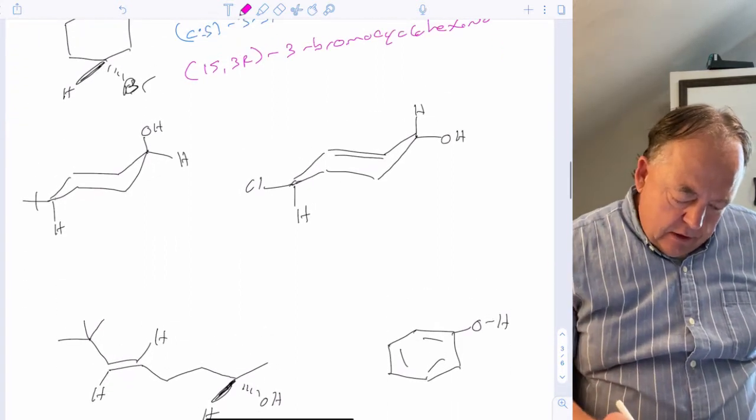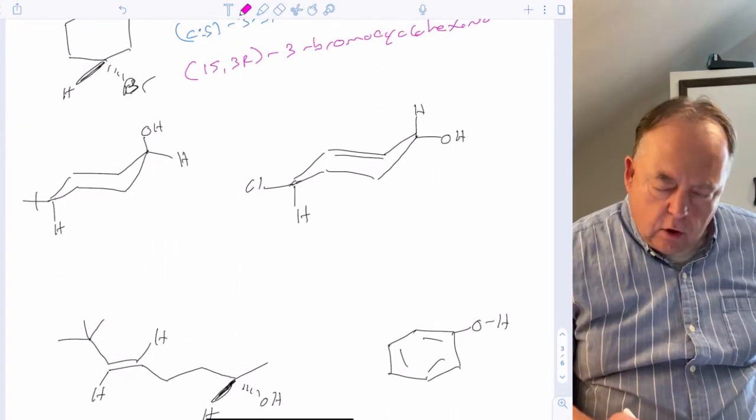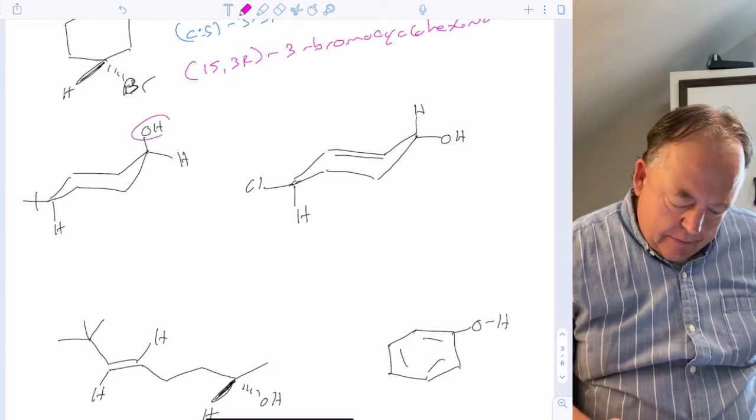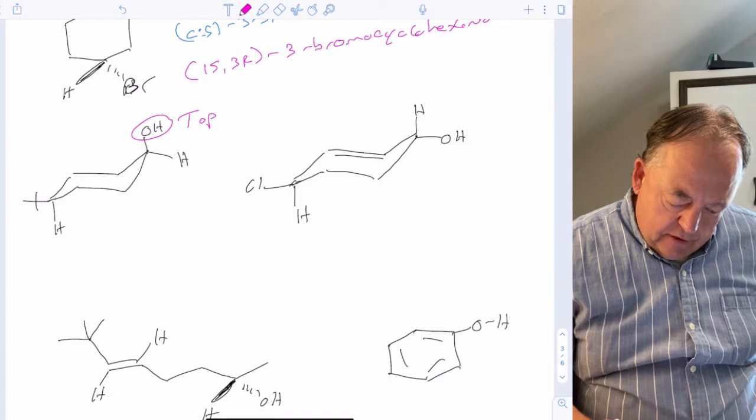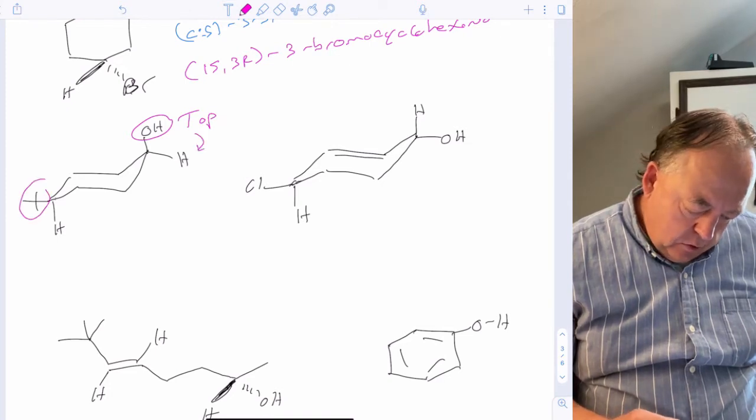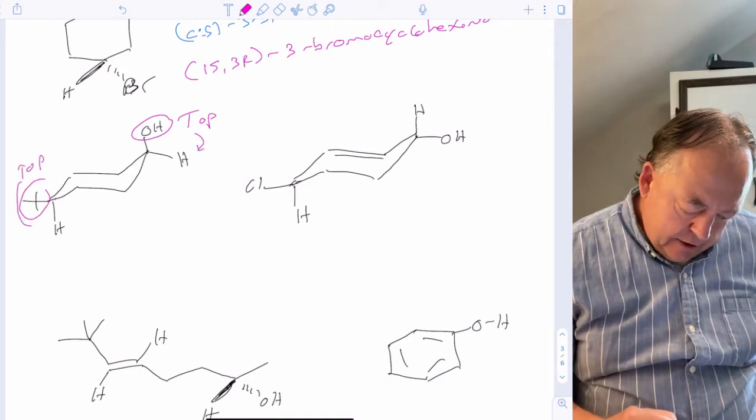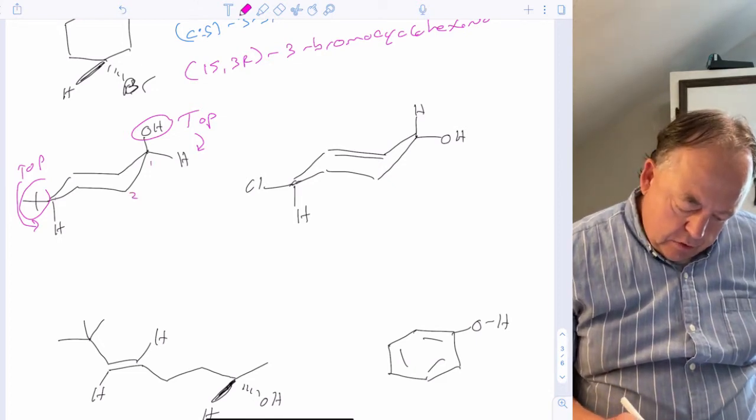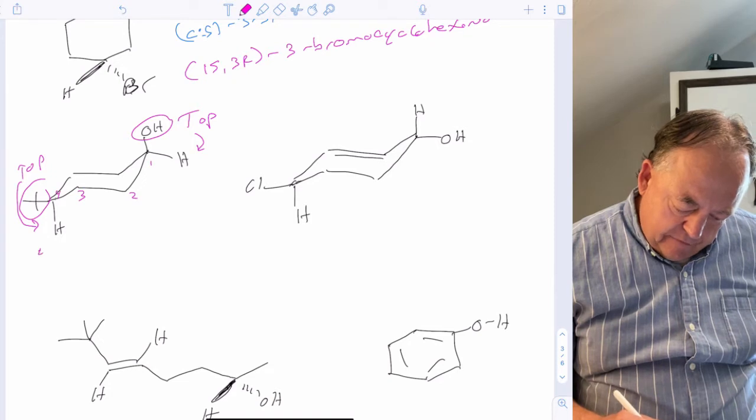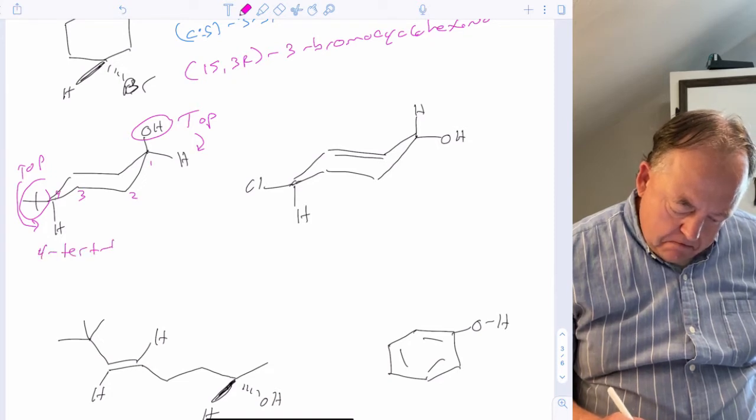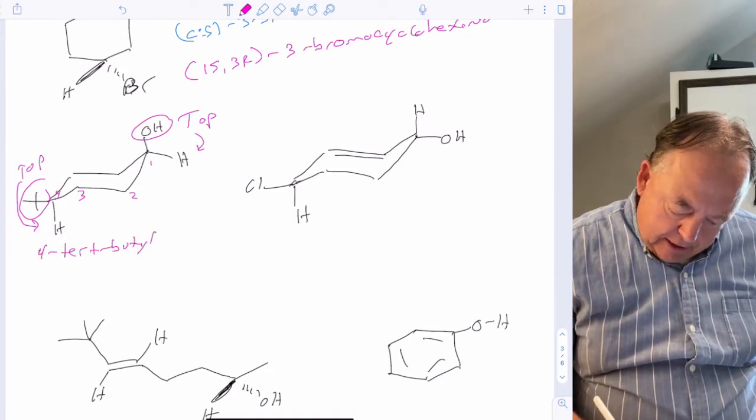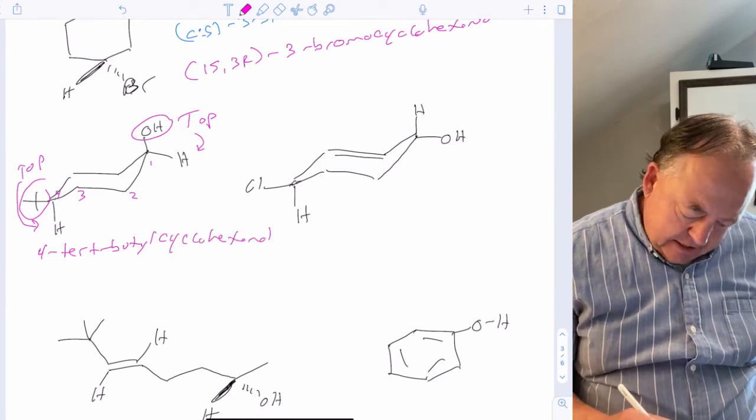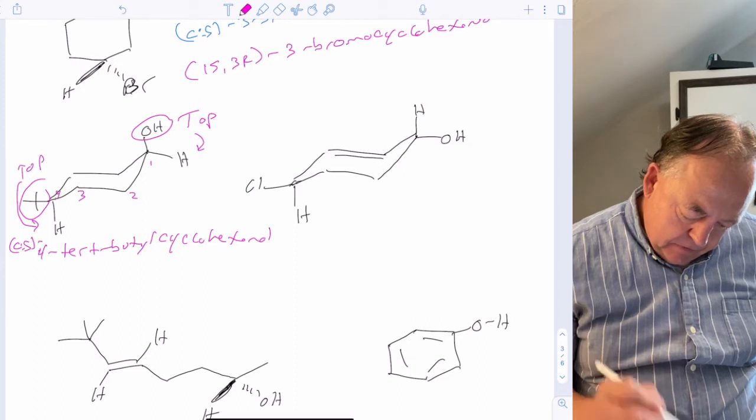Okay, so if we were to name this, there are no chiral carbons here, but there is cis and trans here, right? So here the OH is on top of the hydrogen, and the tert-butyl is on top of the hydrogen, so this is a cis isomer. So this would be 1, 2, 3, 4. So that would be 4-tert-butylcyclohexanol, and this is the cis isomer. So that would be the name.